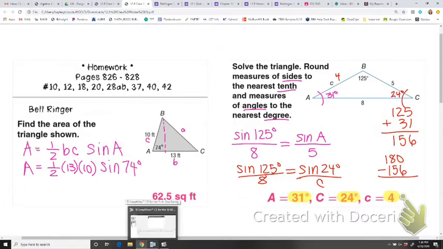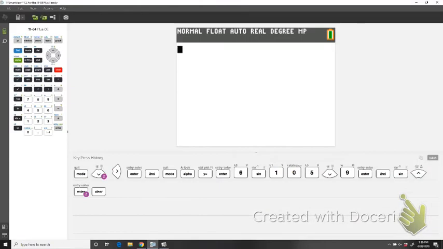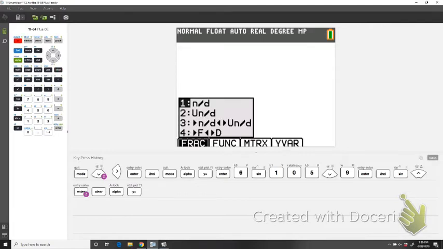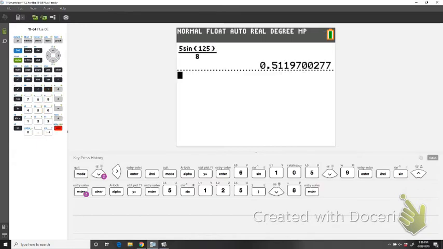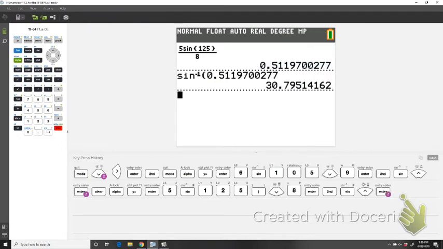So I'll show you that one more time. If I make sure it's in degree mode, go alpha y equals, type in 5 times the sine of 125 in the numerator. You can close the parenthesis over an 8. If you do that, you're going to get a decimal. You should know that that's not possible for your angle. So then you need the inverse sine of that. So second sine, go get the decimal, press enter, and it's about 31 degrees.